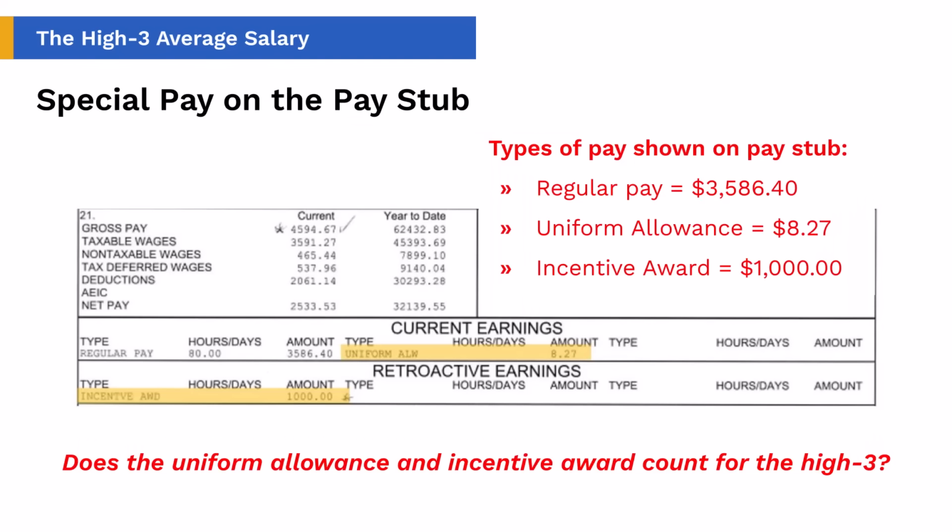All right, so let's say you came to us and said, hey, ProFeds, I went to that webinar that you did on the High-3, or I read one of your articles, or I listened to your podcast, but I'm looking at my pay stub and I see two types of pay that aren't on your list. Could you help me figure out whether these types of pay count or not for the High-3?